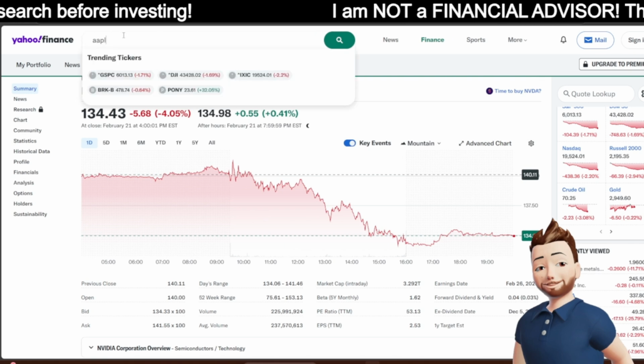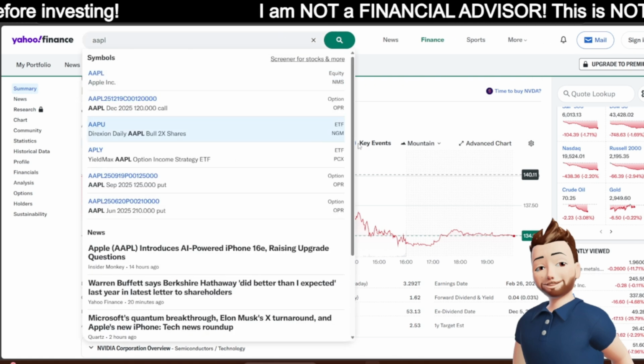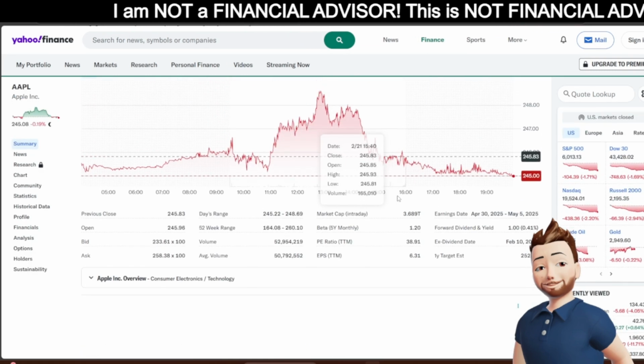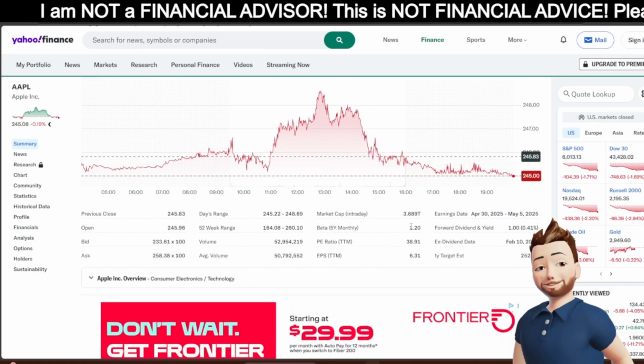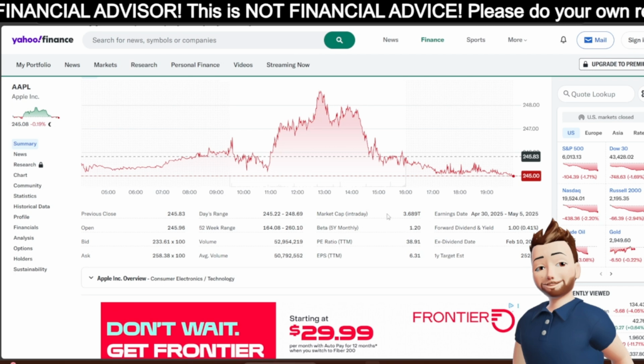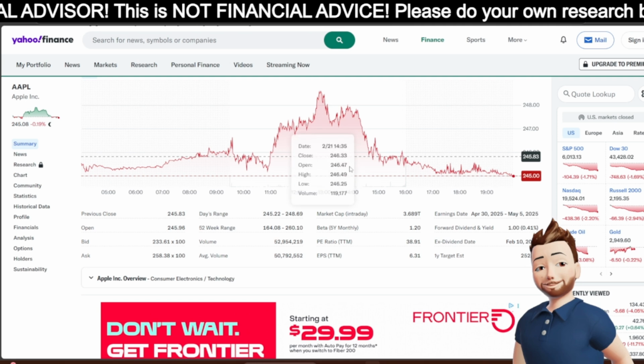We can look at Apple. Let's see what Apple's is at right now. Apple has a beta of 1.2. So a beta of 1.2, again, it's not as volatile as NVIDIA. It's a little bit more volatile compared to the stock market, to the S&P 500, but it does give you a little bit more room for growth.